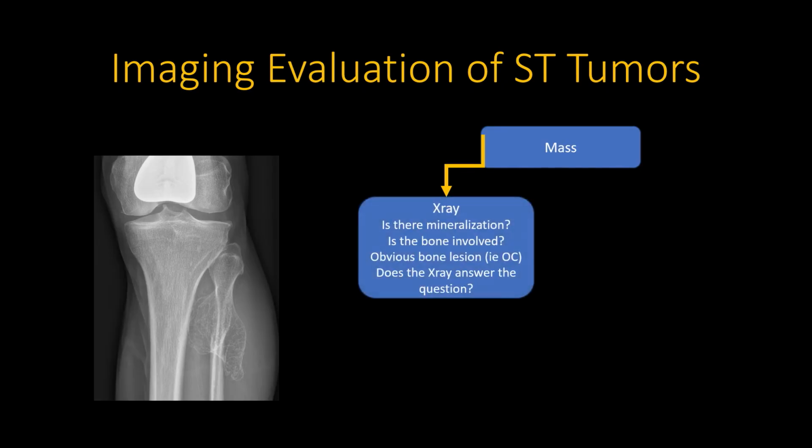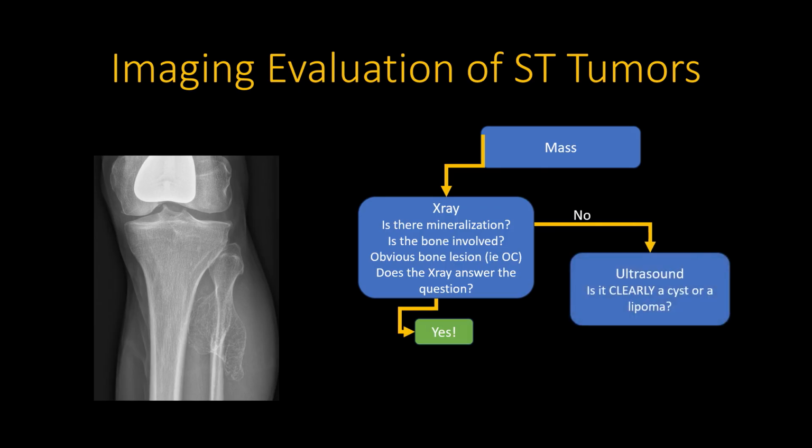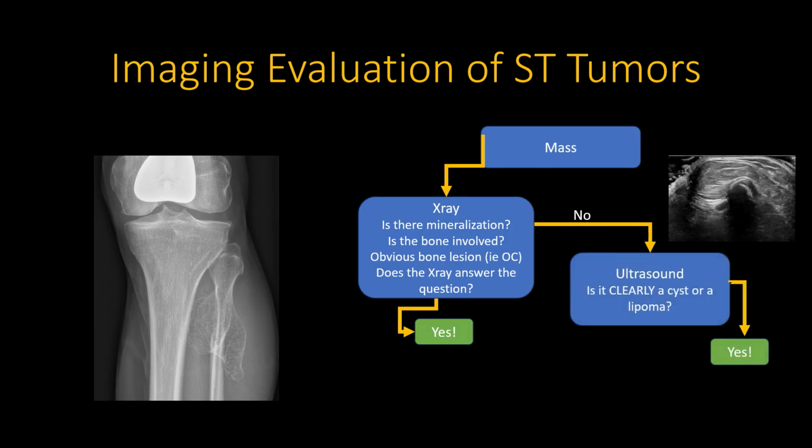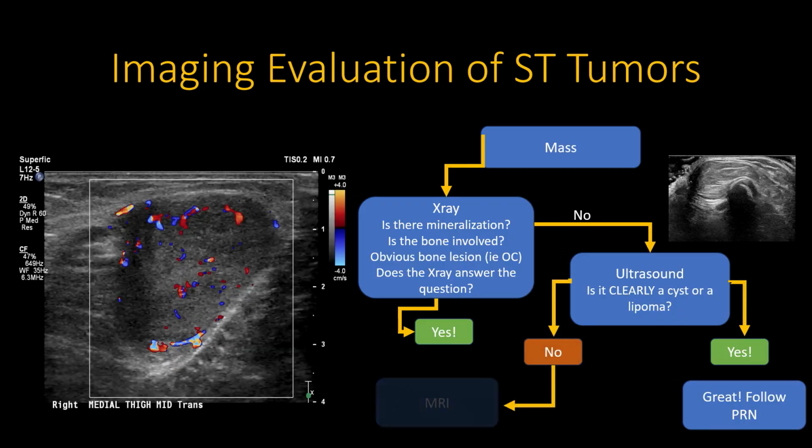Well, we have a mass. Reasonable to get an x-ray. Does the x-ray clearly answer the question, is there a big osteochondroma like we can see here? Yes, great, we're done. No, ultrasound is a fine next step. Is it clearly a cyst? Is it clearly a lipoma? Yes, great, PRN follow-up. No, well then we're going to MRI.